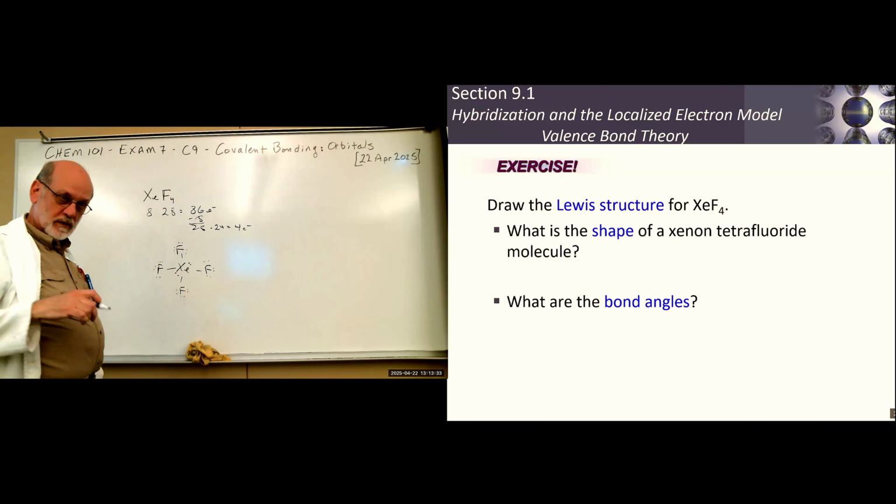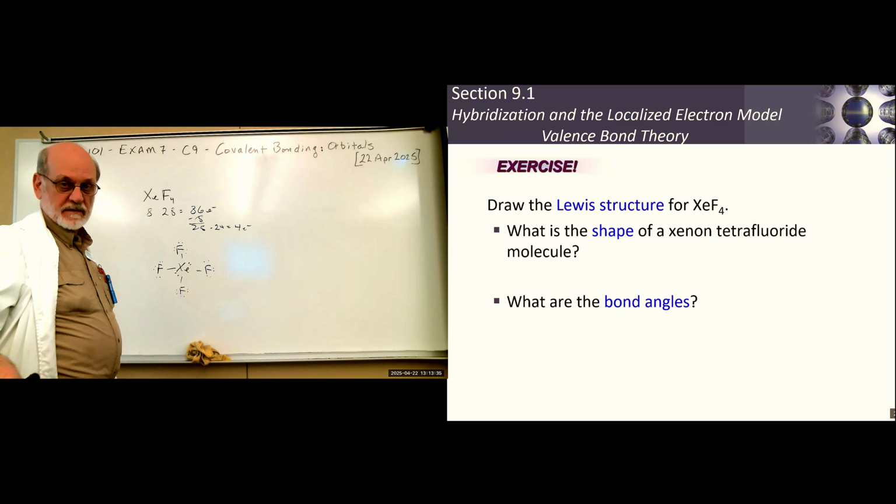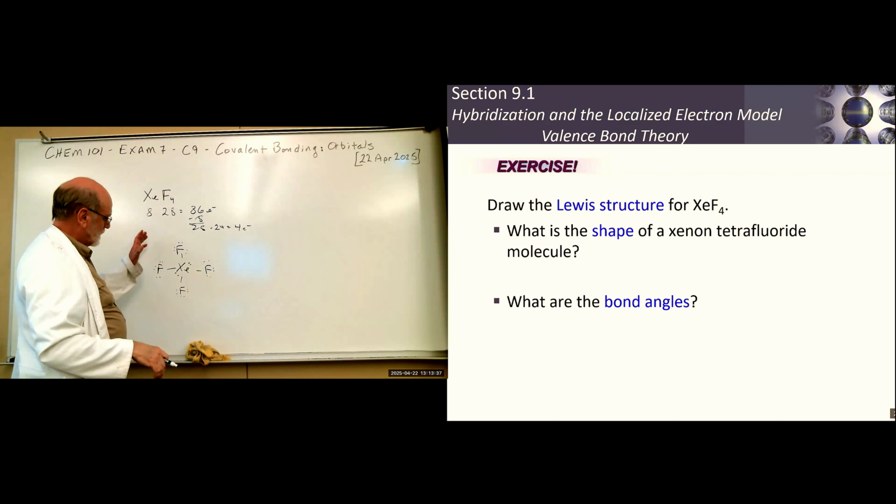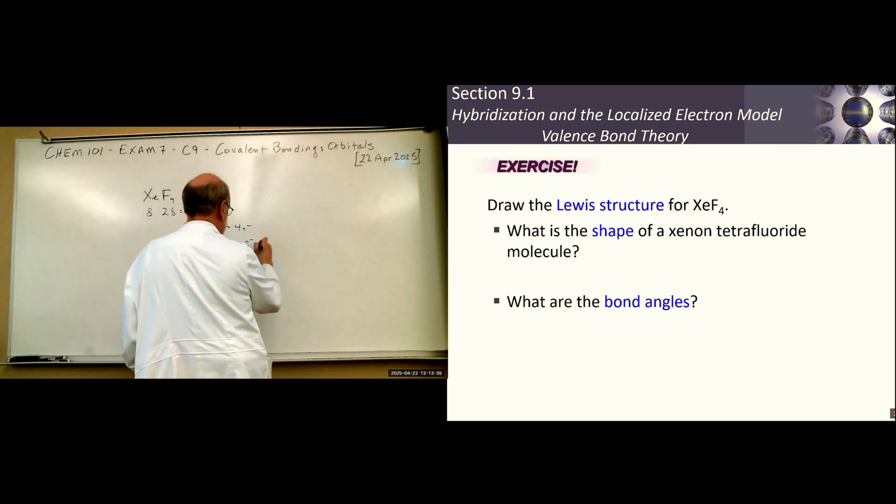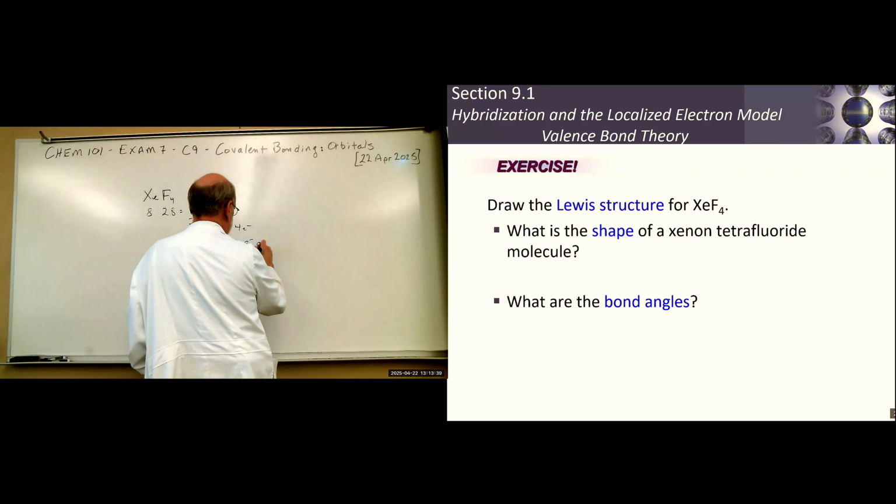Okay, so when we're looking at the shape, the electronic geometry is octahedral, right? There's 1, 2, 3, 4, 5, 6. We have 6 groups, that's octahedral. But the molecular geometry is square planar.